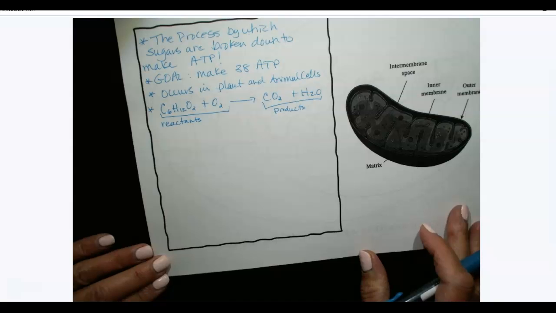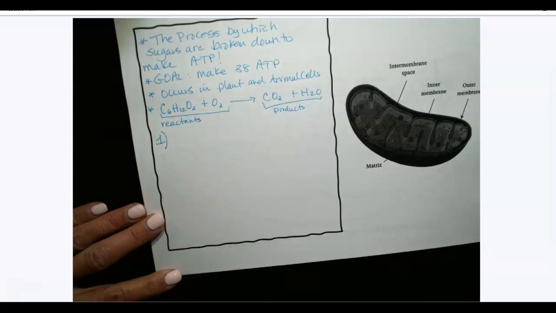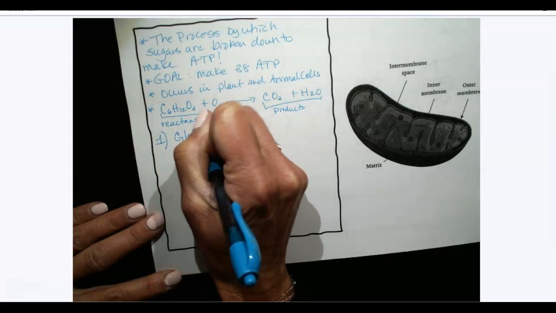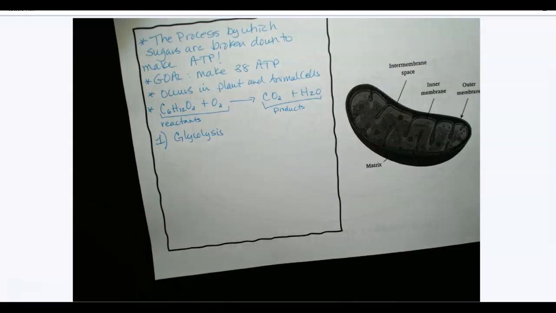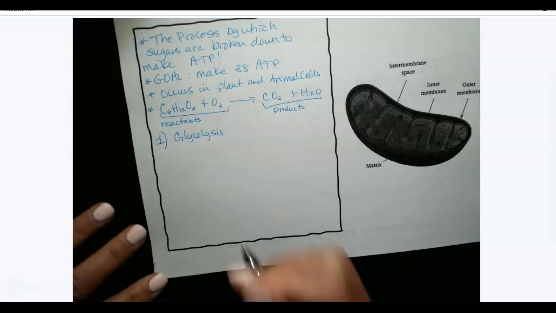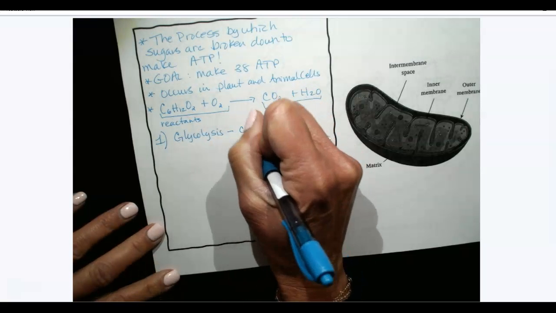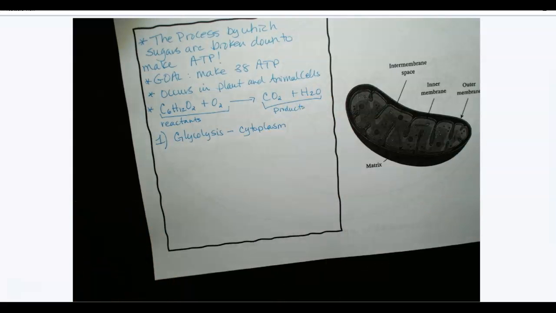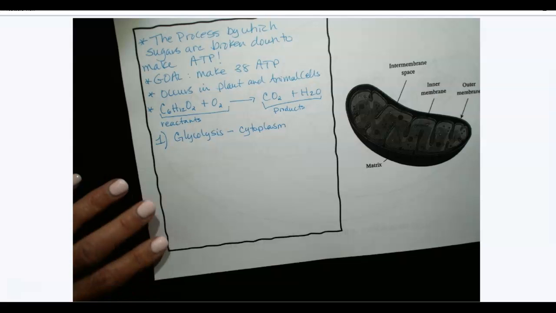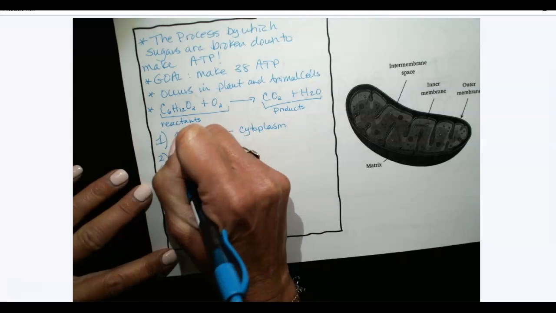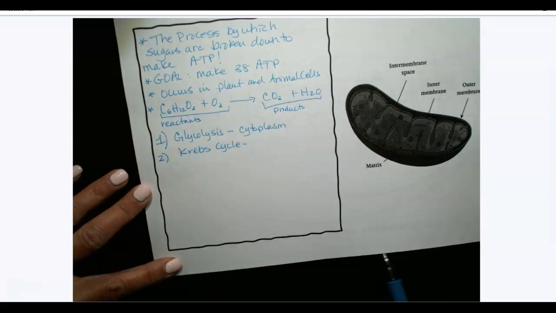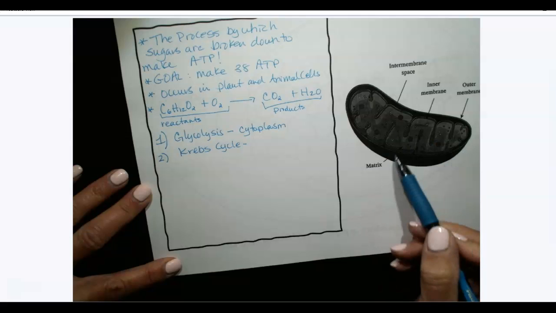Okay, there are 3 steps. The first step to cellular respiration is called glycolysis. Glycolysis. So glycolysis, this happens in the cytoplasm of the cell. Our second step is called the Krebs cycle. And this happens in the mitochondria, in the matrix.